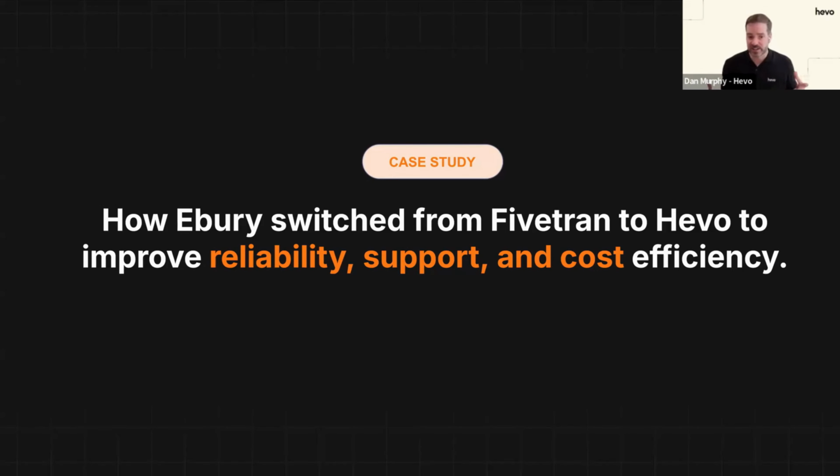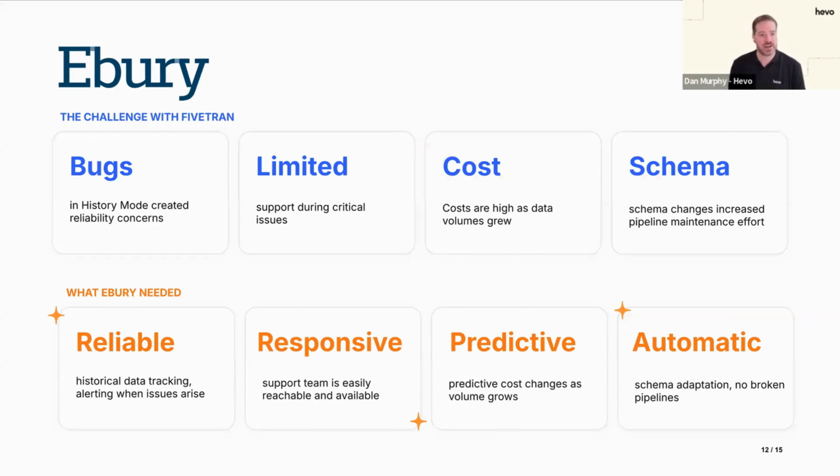So let's talk about one of our case studies, one of our customers. eBerry was one of our customers that came to us from Fivetran. They were having some issues with bugs in the software, and they were getting limited support from the support team. It was taking weeks or days to get back from support on issues they were seeing. They were having unpredictable costs. They were seeing an explosion in their costs. And of course, they were seeing a lot of schema drift and schema changes, and there wasn't an easy way to handle that. So what they wanted was something reliable with fewer bugs. In the case where they did have issues, they wanted better responsiveness from their support team.